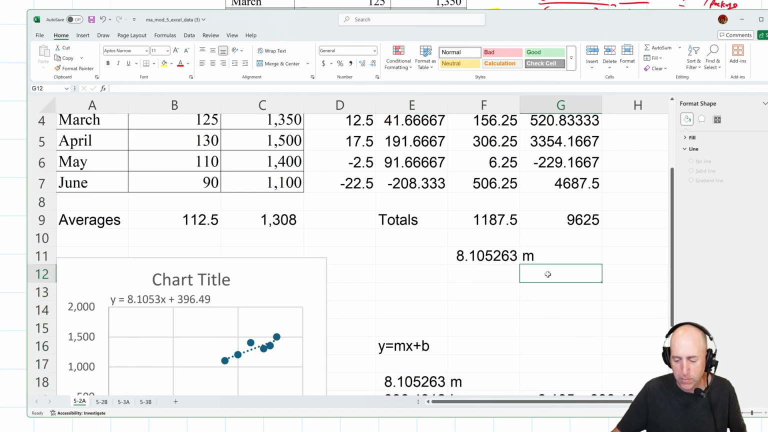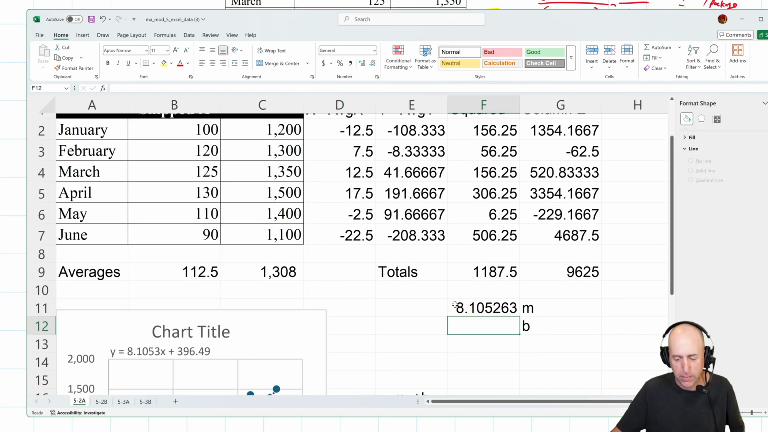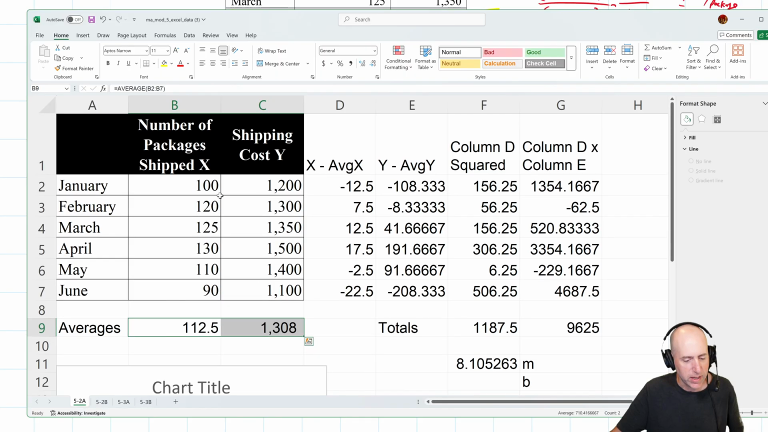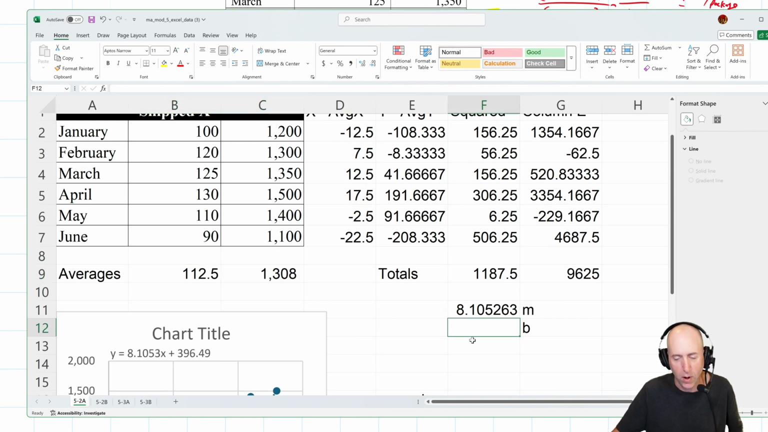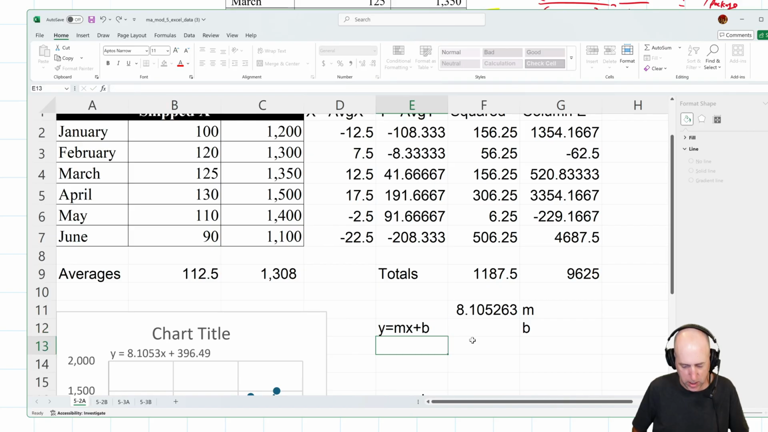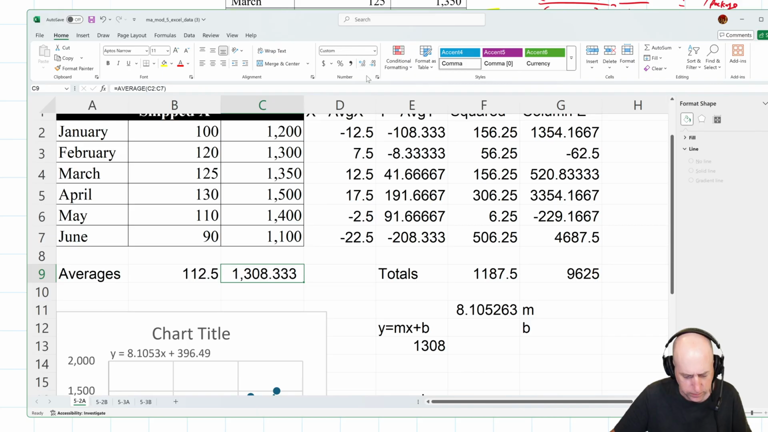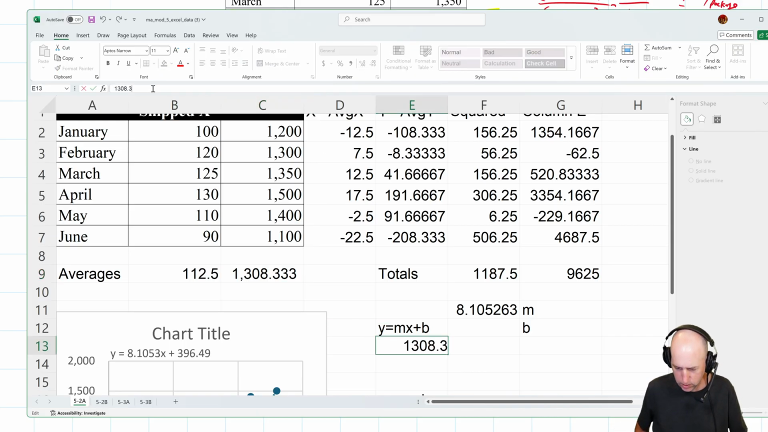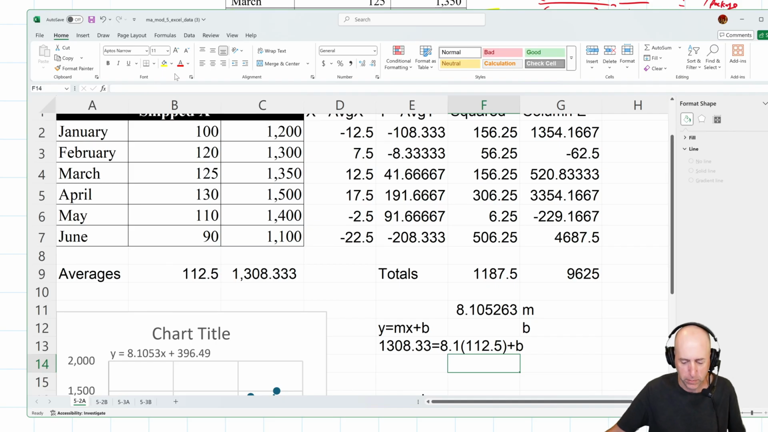How do I get the b? Well, the b, I'm doing y equals mx plus b, and we just plug in the averages for the average x and the average y. We plug those in as the x and the y, and we can solve for b. Because again, we know the formula for a line is y equals mx plus b. And if we use the y, we know it's 1308 point blah, blah, blah. Let's get a couple decimals here. 1308.333 equals 8.1 times X. Oh, no, wait, we know X, 112.5 plus B, right? So now we just have to solve for B doing algebra.